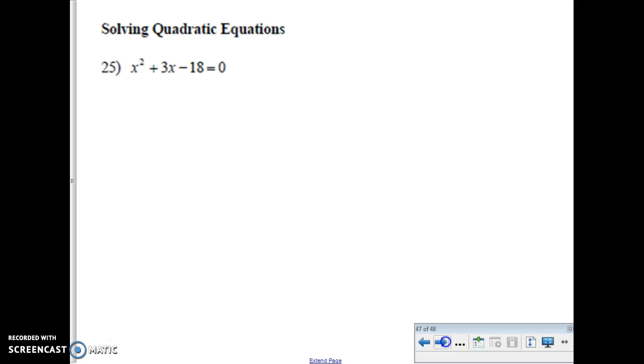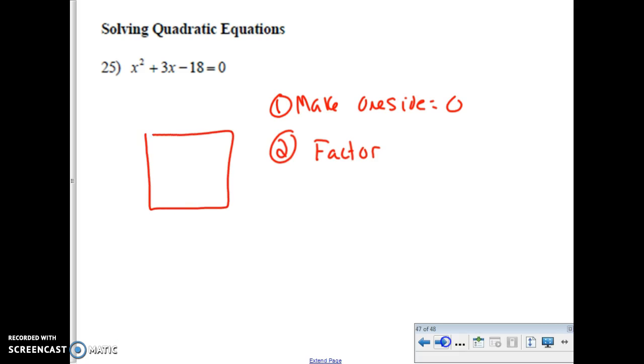First thing is make one side equal to 0. That's the first thing we do. The second step that we're going to do is to factor. So I'm taking x squared minus 18, and what gets me x squared is going to be x and x, and what gets me negative 18? Negative 6 and 3, negative 3 and 6, negative 2 and 9, negative 9 and 2.